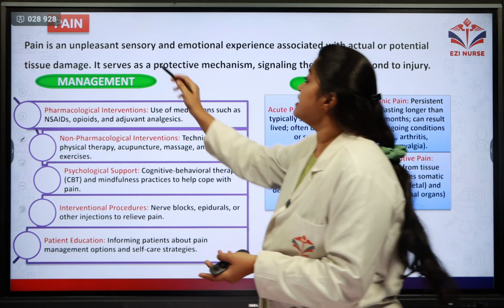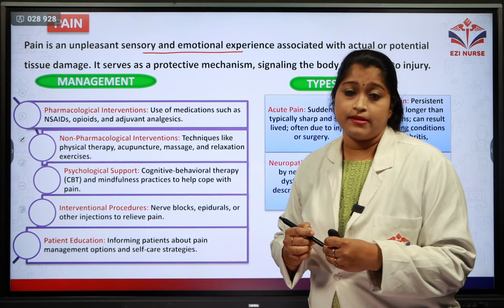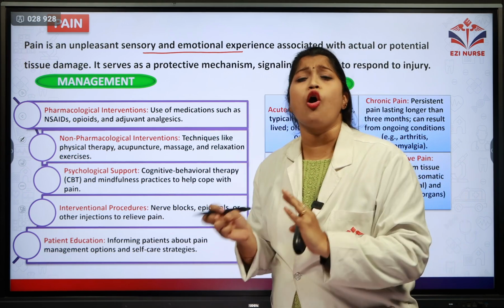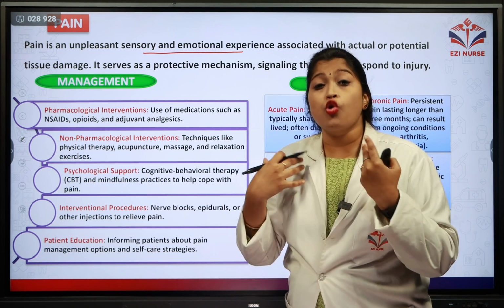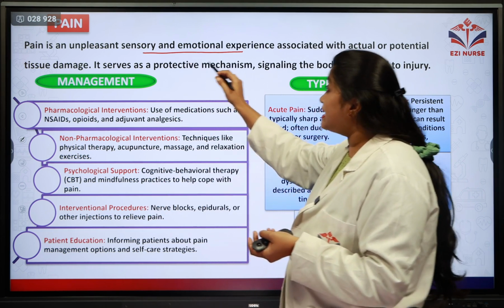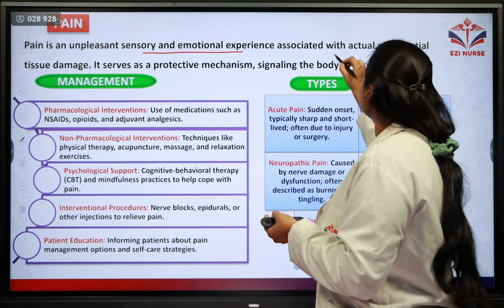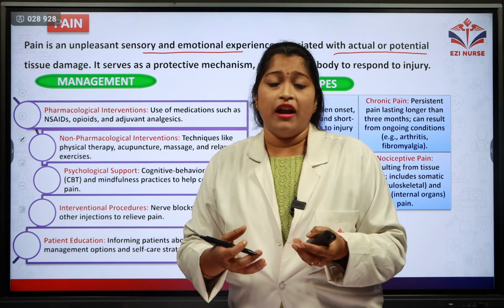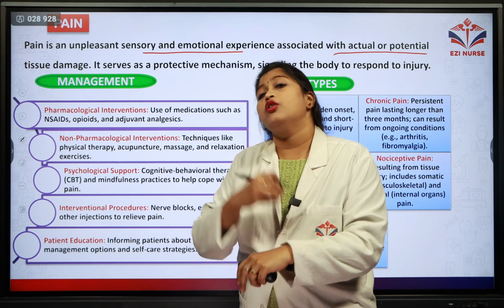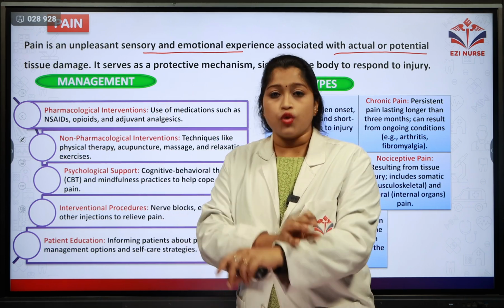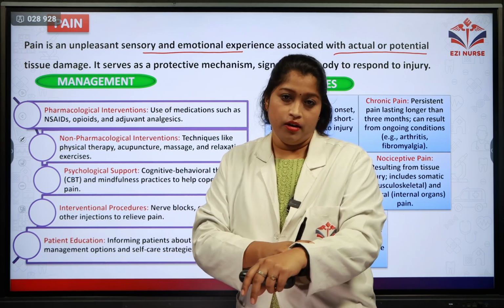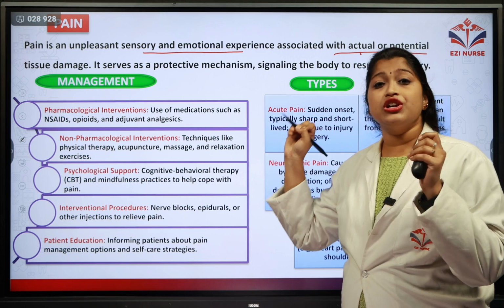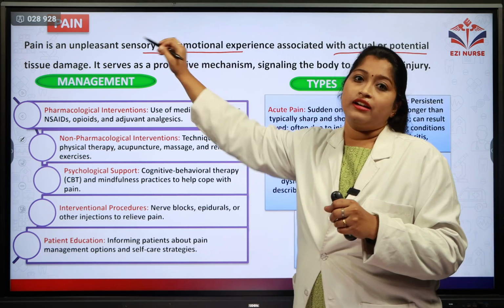It's an unpleasant sensory and emotional experience. So you can sense the pain and it is also emotional. Sometimes if you have chronic pain, you feel like crying, you show your emotion. So it's a sensory and emotional experience which is associated with actual or potential tissue damage. Why are you experiencing pain? Because you have some kind of physical or emotional trauma. If there is a wound, you feel like crying, you feel the pain. They might be emotional. There can be actual or potential tissue damage, and hence there is pain.